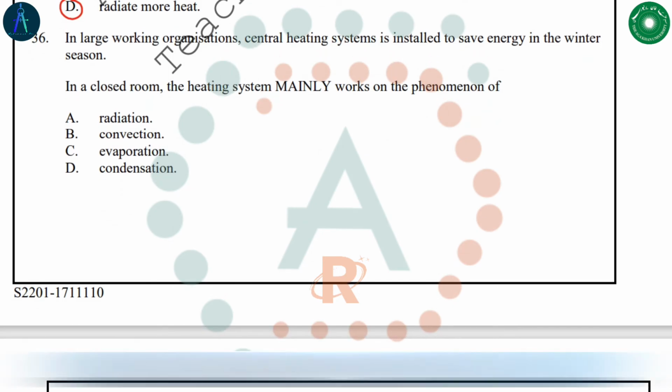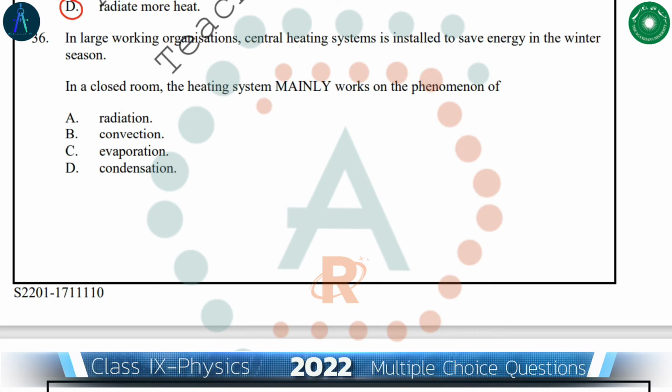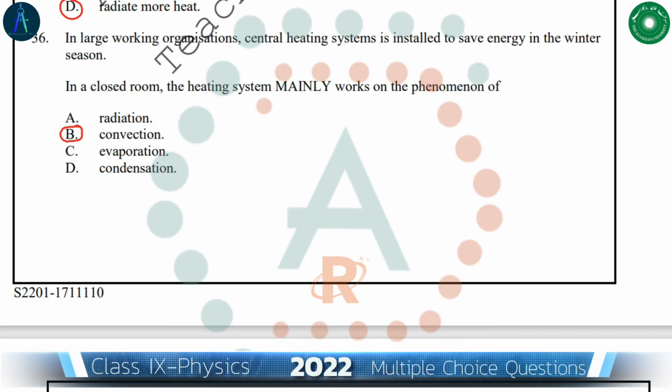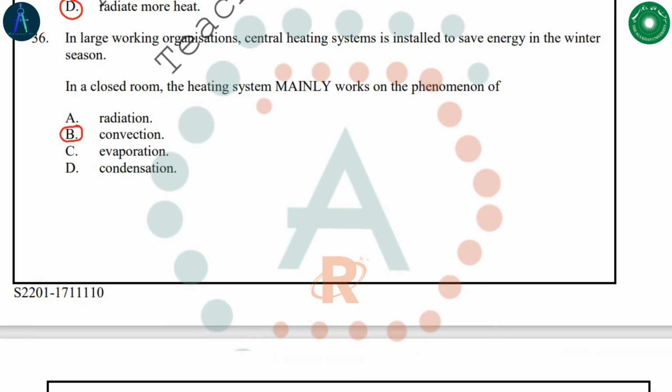In question 36, a large organization's central heating system is installed to save energy in the winter season. In a closed room, the heating system mainly works on the phenomenon of convection, because in a heating system the air in the upper portion of the room is heated, becomes less dense, and in this way heat is transferred throughout the room. So convection is the main process in which heat is transferred.